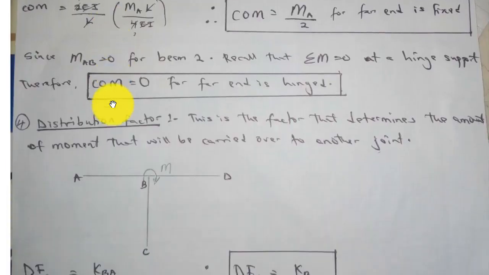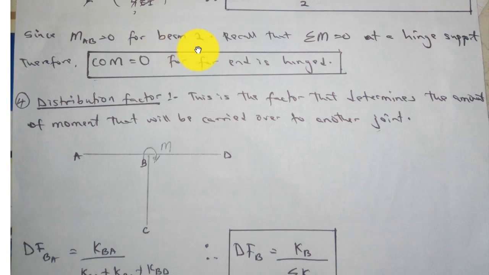So we now move to distribution factor. As I said, since MAB is equal to zero for beam two, we record our summation of moments equals to zero at the pinned support. Okay, so distribution factor has to do with joint. This is the factor that determines the amount of moment that will be carried over to another joint. So look at it now. This is joint B, and there's a moment here. We now want to carry over a moment to this joint A, another moment to this joint D, and another moment to this joint C. Now the problem is, how will I distribute this moment? You understand? How will I distribute it?